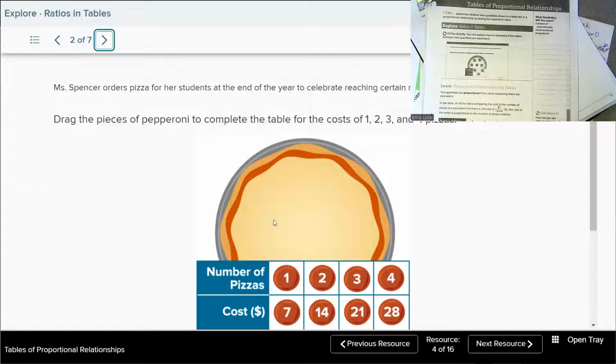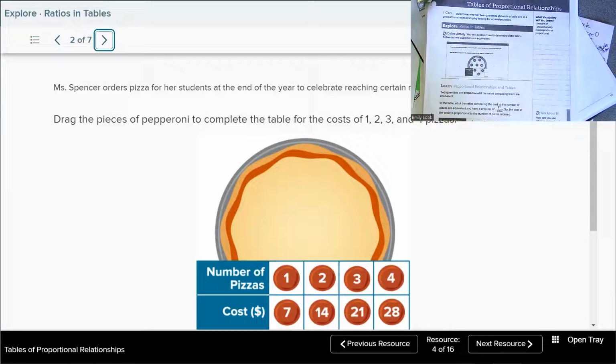And what do I multiply the 4 by to get 28? 7. What do we multiply by in all of them? 7. So we multiply the number of pizzas by 7. Did it ever change? It stayed the same, right? So we call that constant, and it is proportional because that 7 is going to be our constant of proportionality. 7.